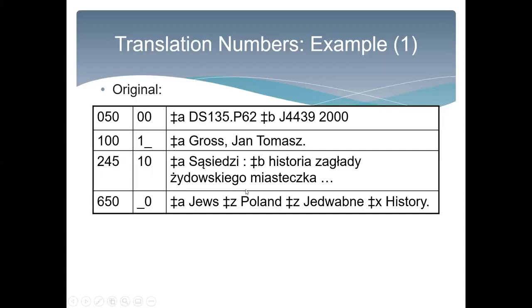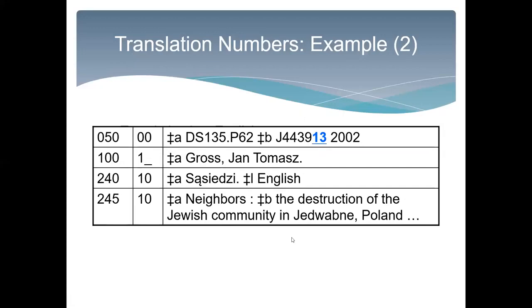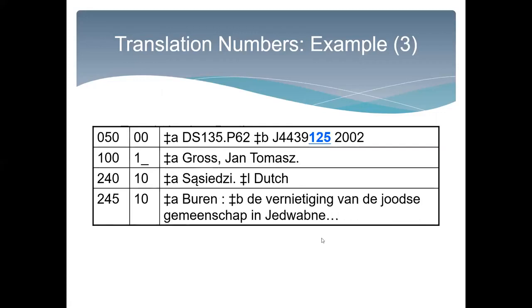Here's another example. Here's an original, DS135.P62J4439 2000, that was the original. And then we got a copy of it translated into English, and we're just going to add that 13 to that last cutter. It is always to the last cutter. Of course, if you only have one cutter, it is the beginning and end cutter, but you're going to add it to that last cutter.